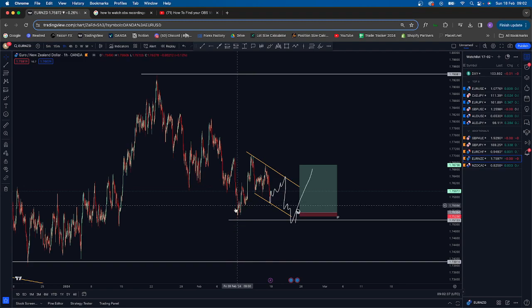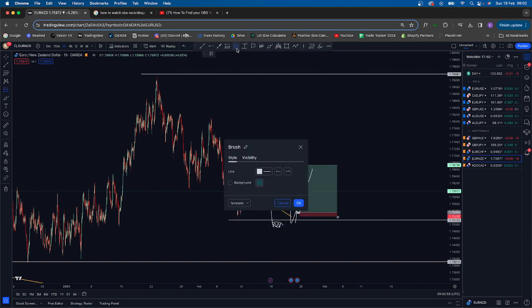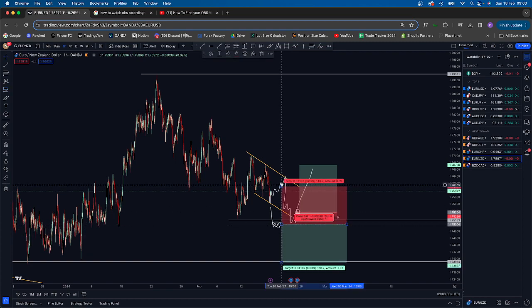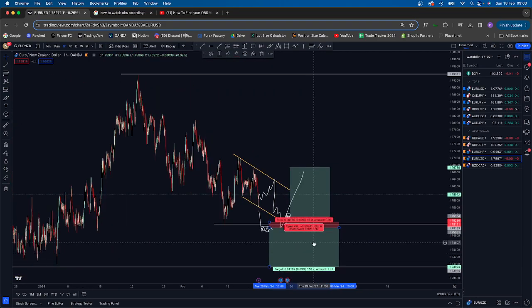I will also just be wary of the fact that price could break through. So at this point here, it could break through this area, form a continuation here, and then we could also be looking at the short. And then we've got almost a 7 to 1 to the bottom there.